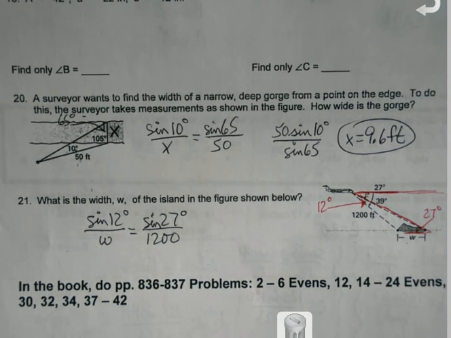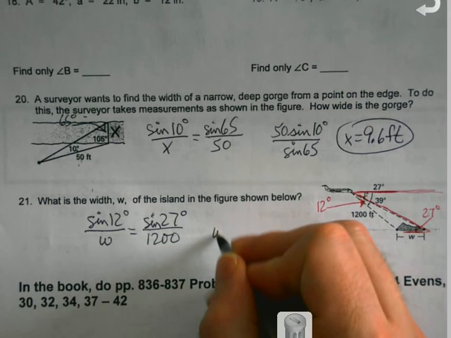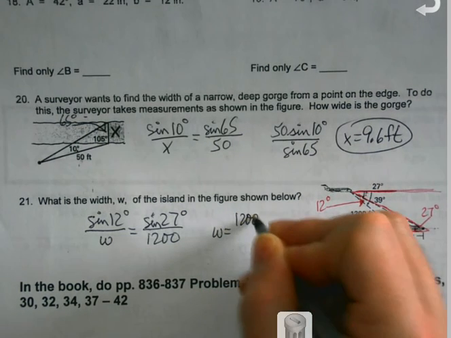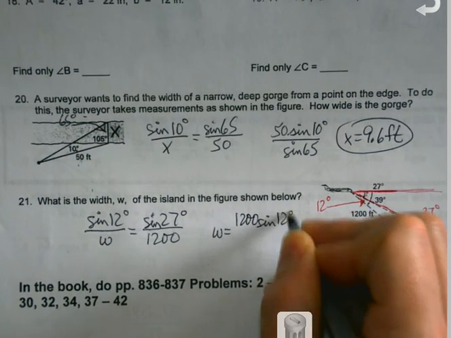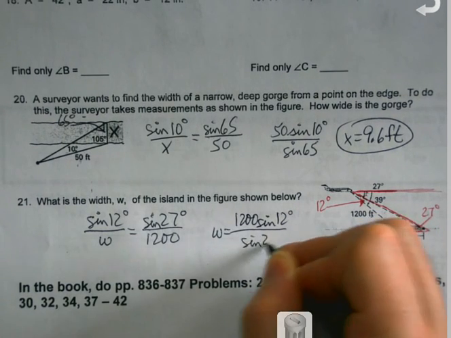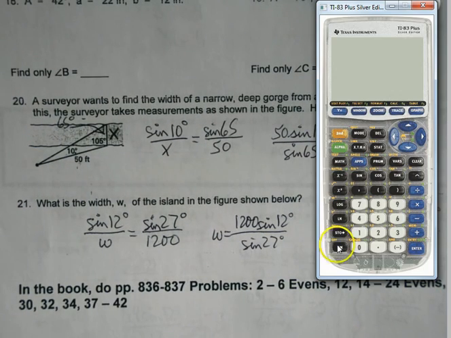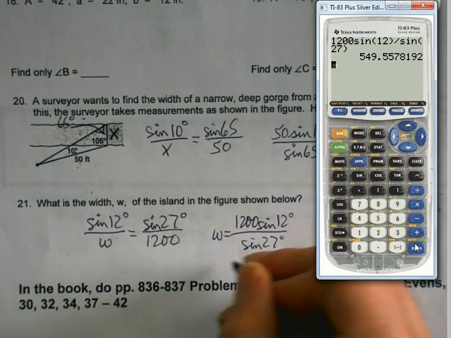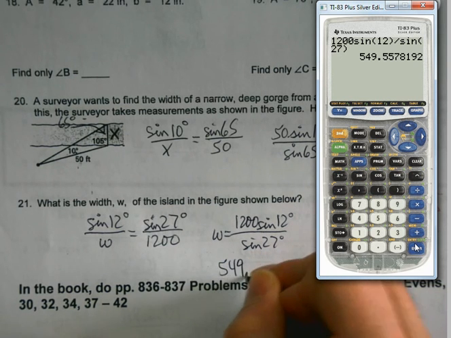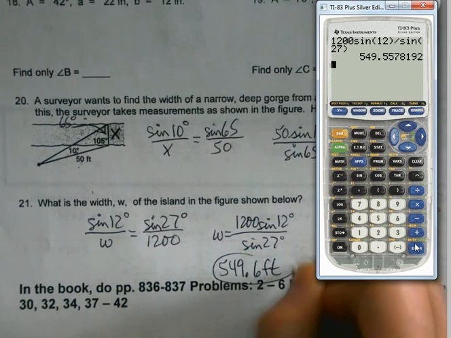So now I'm finally ready to get something done. That's the biggest thing with these. It's not the calculating that's hard. It's when it's a story problem, figuring out, okay, where does everything go again, and how does this work? And that can be complicated. So last one here. It looks like that whole island's about 549.6. That's not very long.